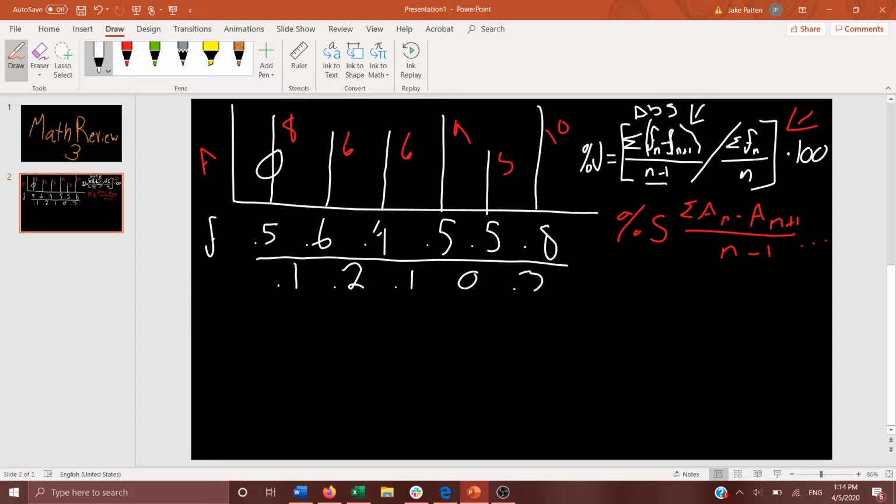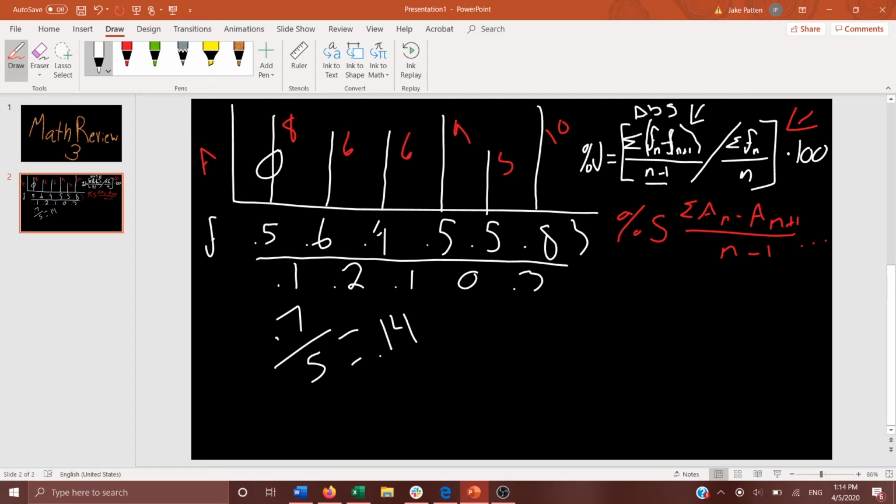Okay, so we have to sum these. So we've got 0.3 plus 0.1 is 0.4, plus 0.2 is 0.6, plus 0.1 is 0.7. So we end up with 0.7 divided by n minus 1. Again, we had 6. Now we have 5 differences. So n minus 1, there are 6 frequencies, so we have 5. So it's 0.7 divided by 5. I don't know what that is. I have to use a calculator for that. So, okay, it's 0.14.